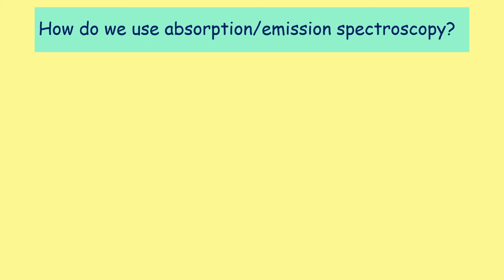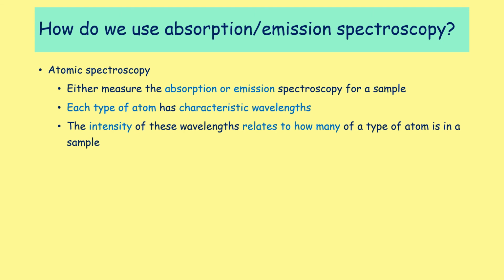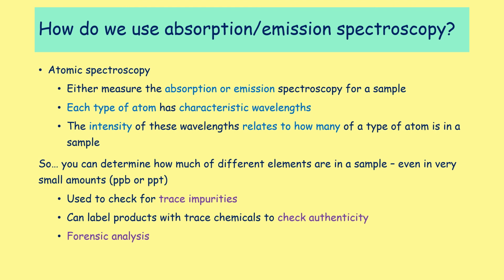So how do we make use of this? Well, with atomic spectroscopy, you can either measure the absorption or the emission for a sample. And each type of atom has characteristic wavelengths at which it absorbs or emits. And the intensity of these wavelengths relates to how many of a type of atom, or how much of a type of atom, there is in a sample. So you can determine how much of a particular element there is in a sample, even if it is in very tiny amounts. And we're talking about ppb or ppt. That is parts per billion or parts per trillion.